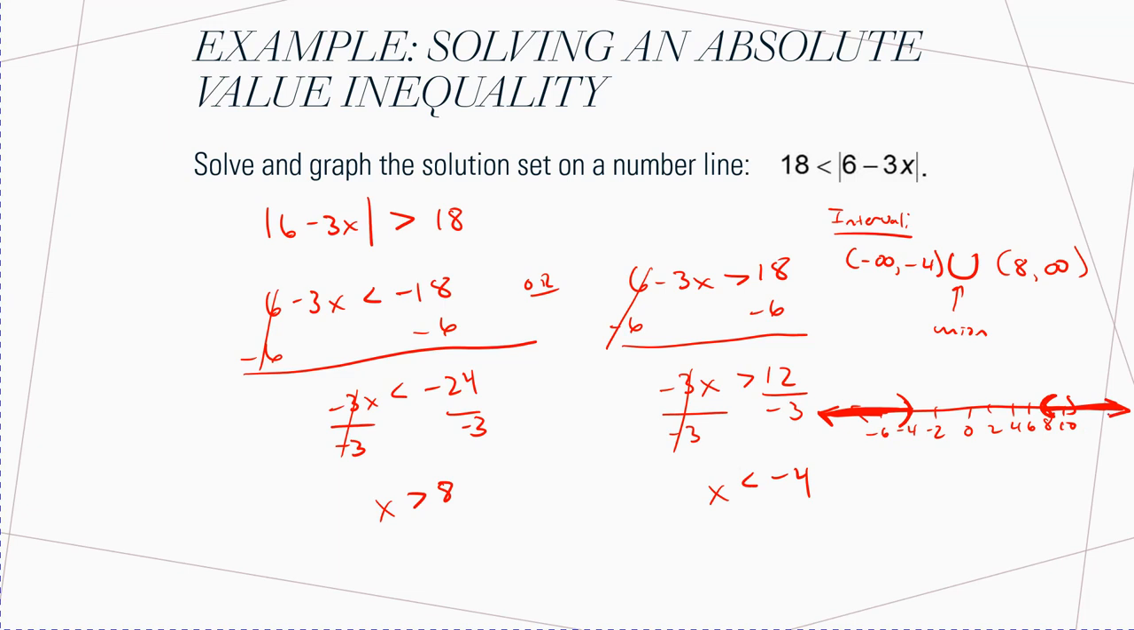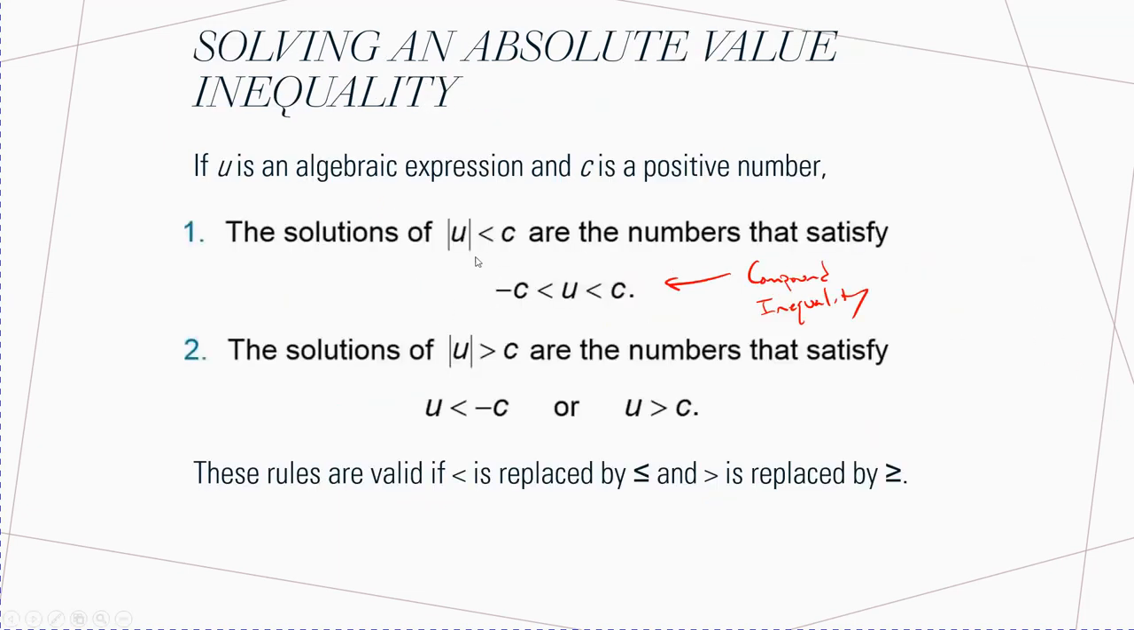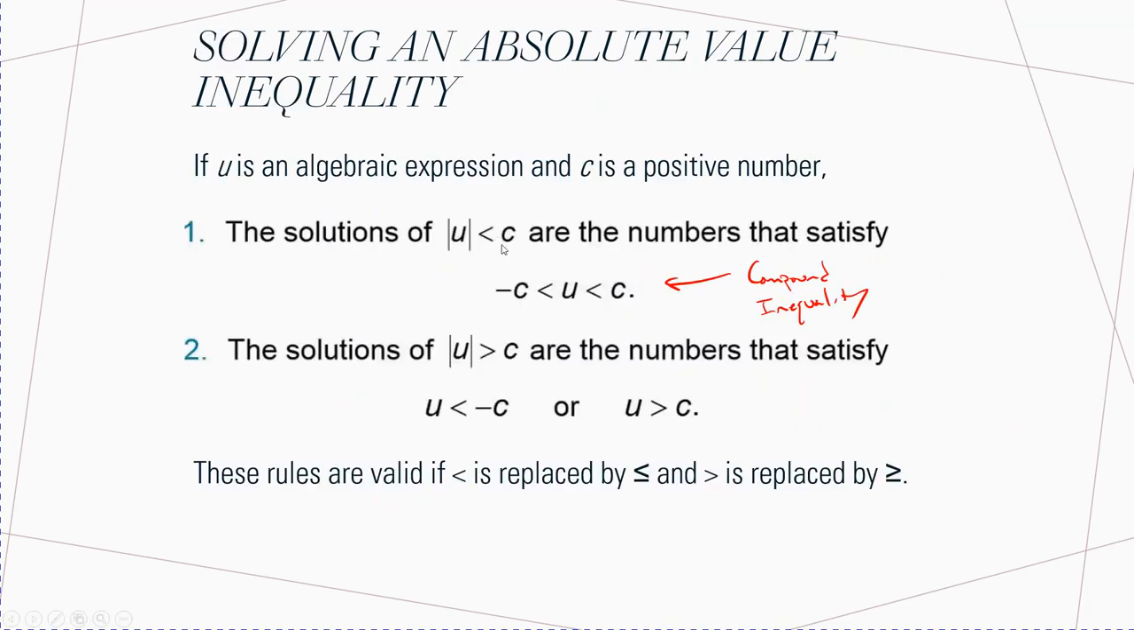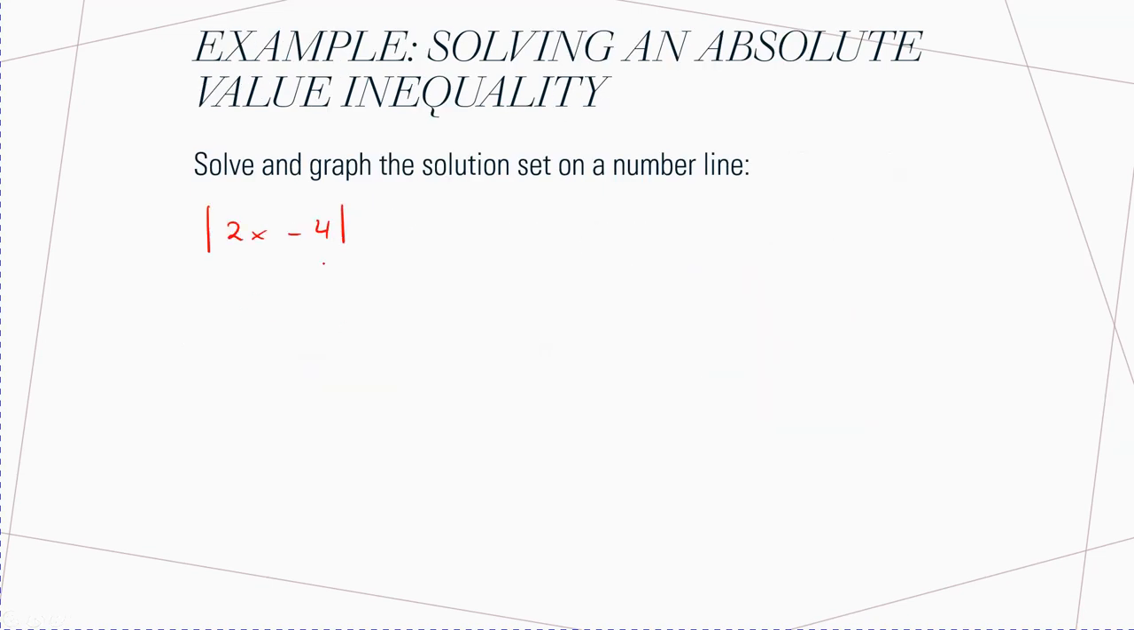All right, let's do one last one. So I did a greater than, so let me do a less than. Let's look at the absolute value of 2x minus 4 is less than 10. So look, when you have this less than, you just have to take your algebraic expression, and it has to be between 10 and negative 10. So then just solve this.